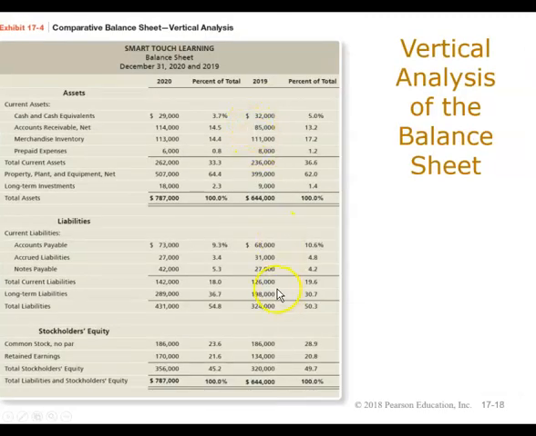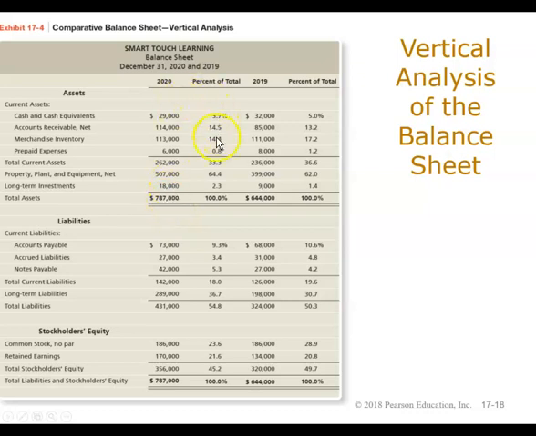We can do the exact same thing for the balance sheet, but our base will always be total assets. You could also say total liabilities plus owner's equity, because total assets are the exact same number as total liabilities and stockholders' equity because it's a balance sheet and they have to match. So it's easiest if you just remember everything as a percent of total assets. All right, so 29,000 divided by 787 equals 3.7%. So cash is 3.7% of our total assets.